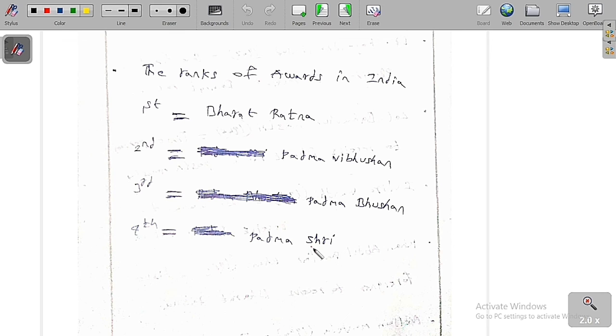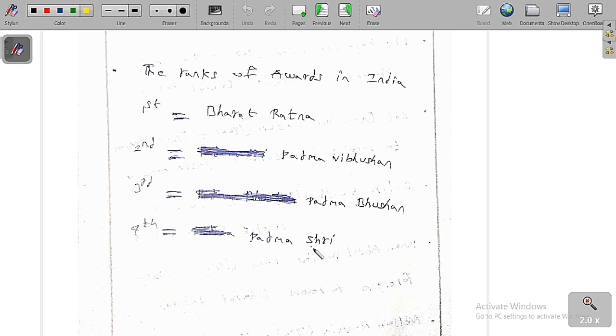Then comes Aruna Asaf Ali. In the year 1997, she is the first woman to receive the Bharat Ratna posthumously. Then comes Sachin Tendulkar. In the year 2014, he is the first sportsperson and the youngest person to receive the Bharat Ratna.